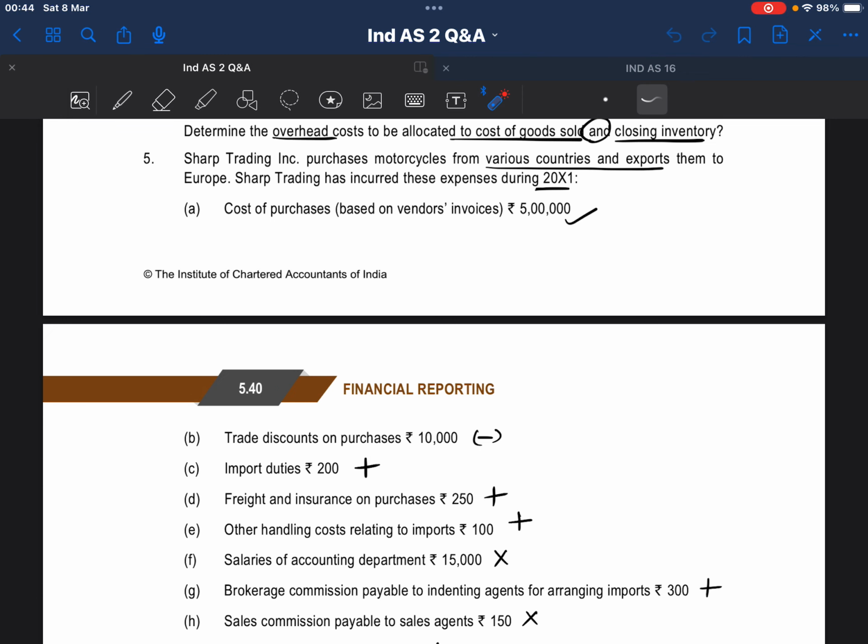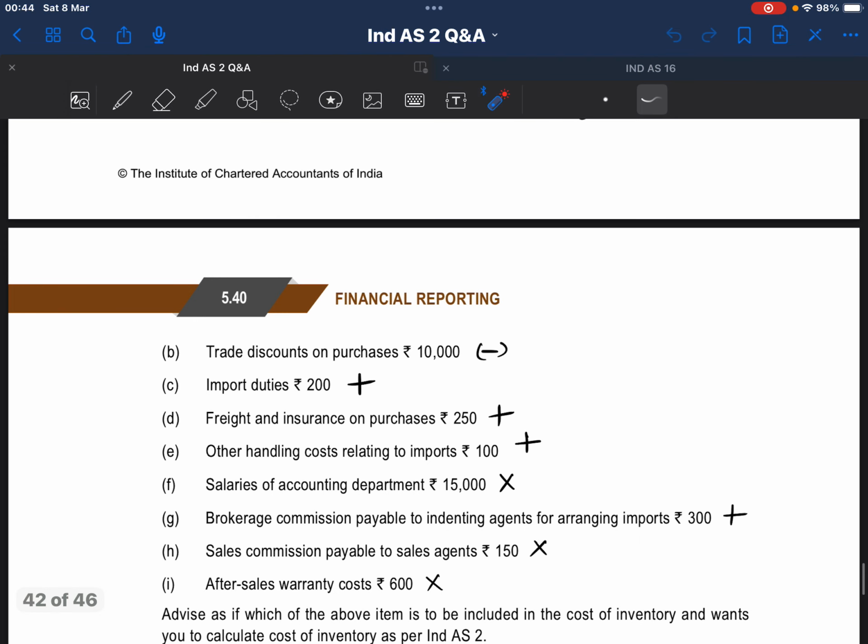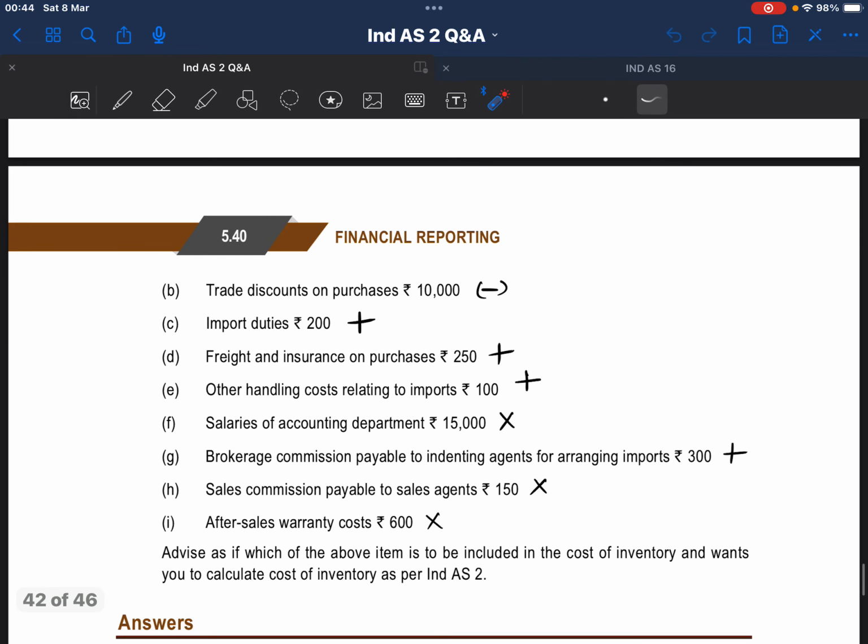Cost of purchase, 5 lakhs based on vendor's invoice, trade discount deducted. Import duties added. Freight and insurance on purchase added. Other handling costs related to imports added. Salary of accounting department not taken, ignore. Brokerage commission payable to intending agents for arranging imports, that is buying commission, added. Sales commission not included, hence reduced. After sales warranty is also not included. We only include the costs that are incurred until the inventory is brought to its location.